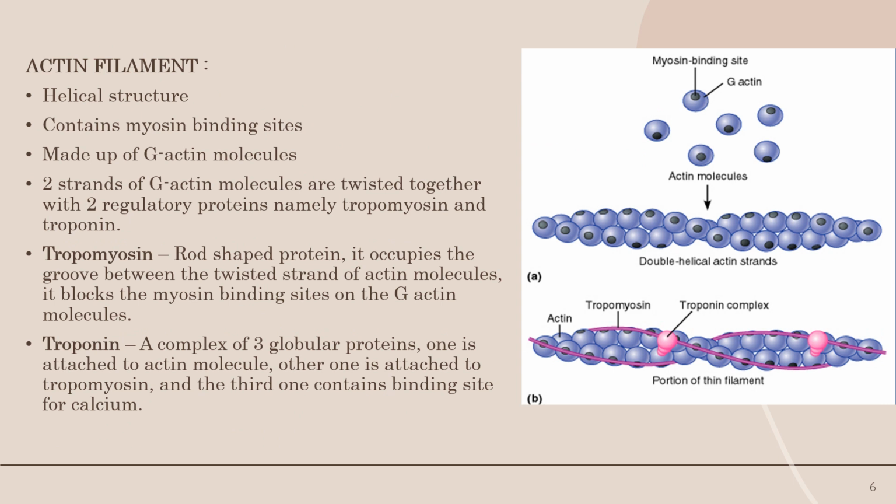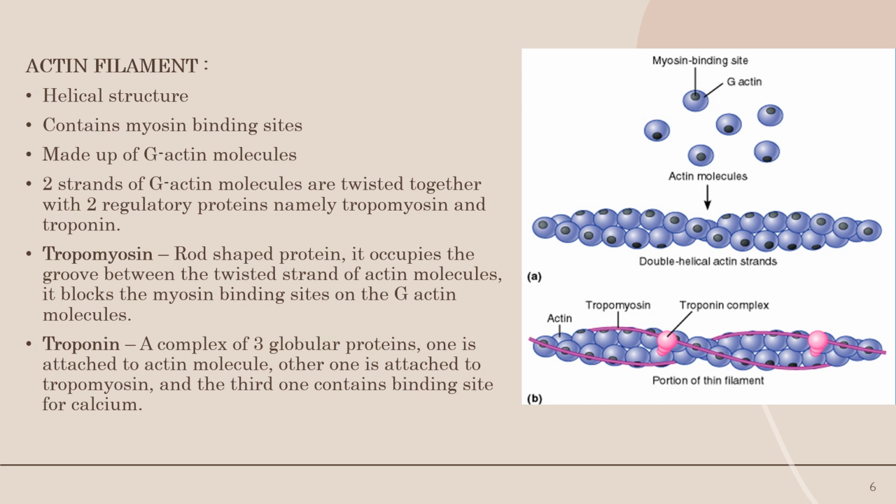Actin filament: a helical structure containing myosin binding sites, made up of G-actin molecules. Two strands of G-actin molecules are twisted together with two regulatory proteins, namely tropomyosin and troponin. Tropomyosin is a rod-shaped protein. It occupies the groove between the twisted strands of actin molecules. It blocks the myosin binding sites on the G-actin molecules.